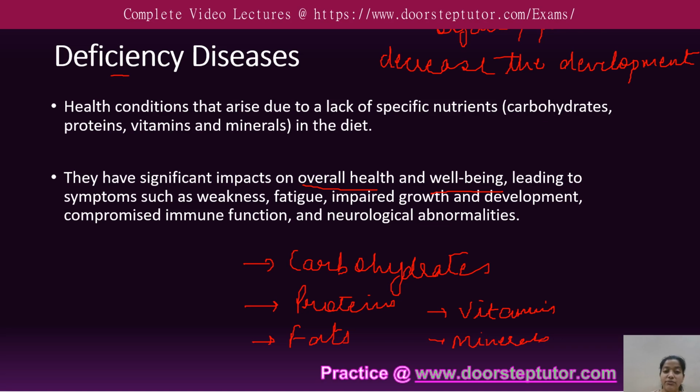So what kind of symptoms would you get? Depending on the type of disease, you would face different symptoms depending on the kind of deficiency, such as weakness, fatigue, impaired growth, compromised immune function, and neurological abnormalities. So depending on the disease, you might suffer from a different set of symptoms for the deficiency diseases.